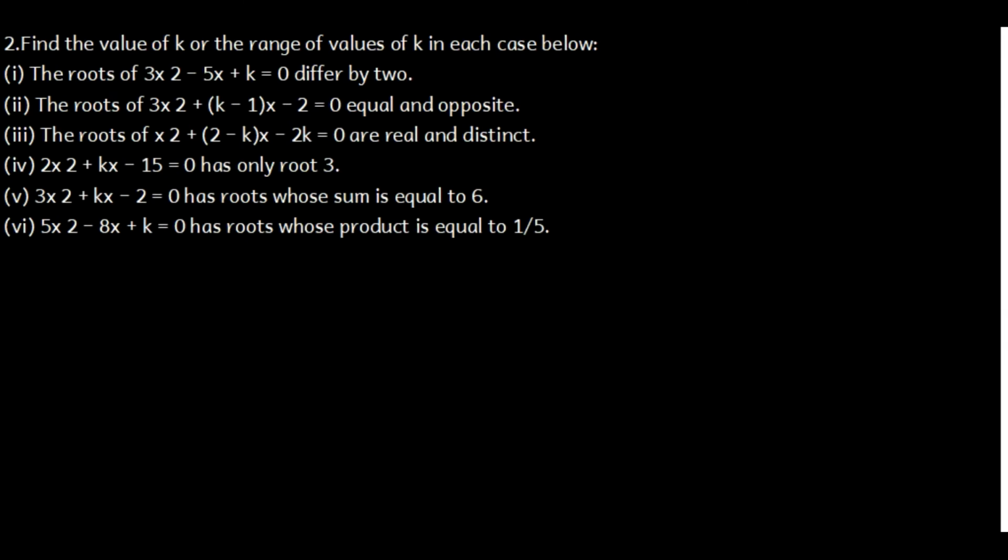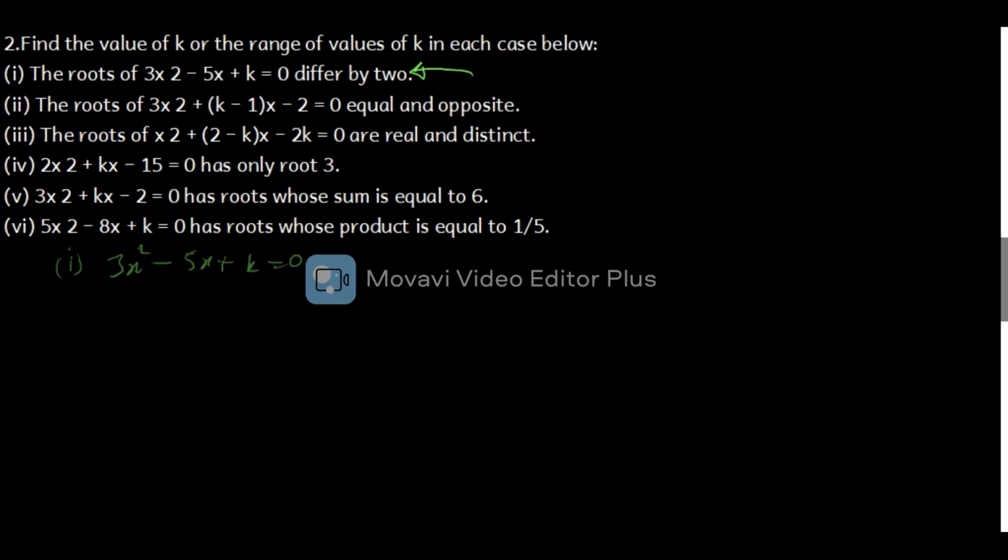Now let's consider this one. Find the value of k, or the range of values of k in each case below. So for the first case that we've been given, the roots of 3x squared minus 5x plus k is equal to 0. They've told us the roots differ by 2. So the roots differ by 2.